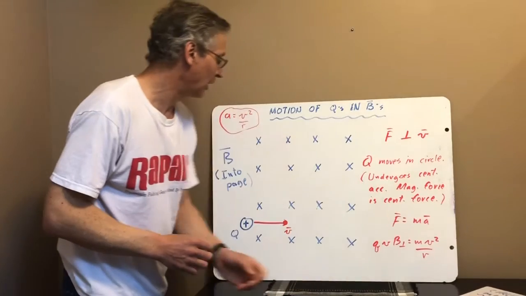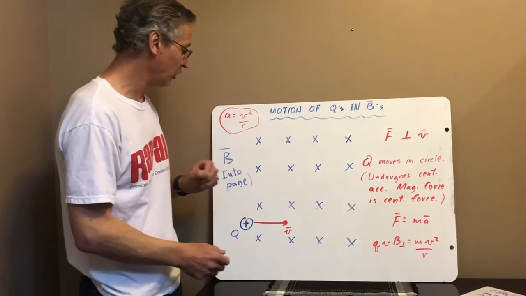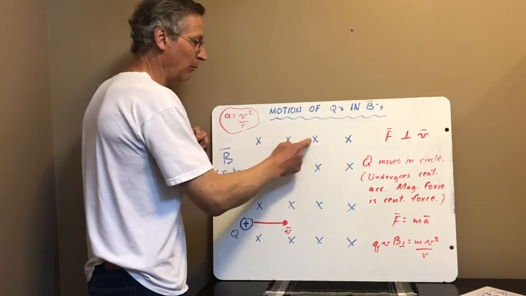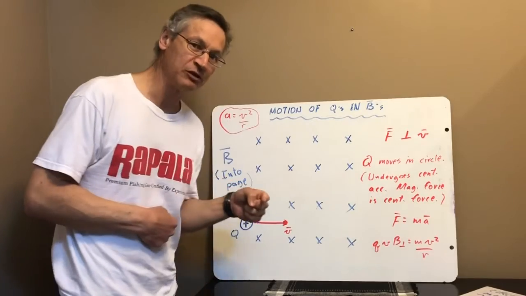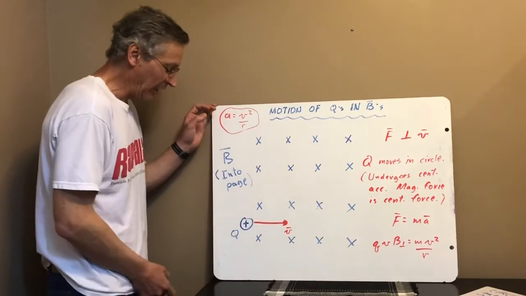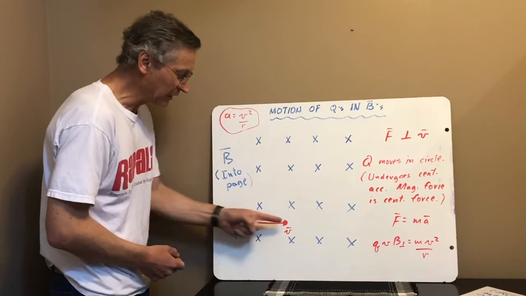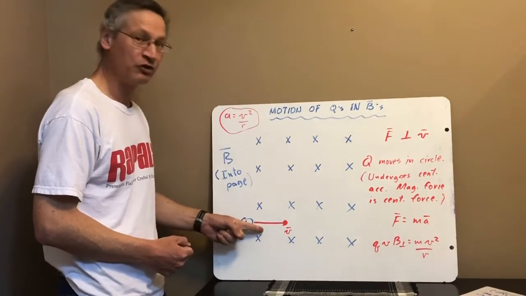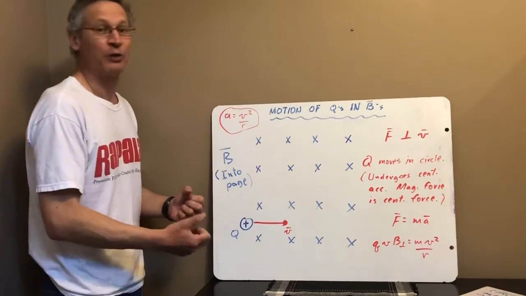Now, back to our charges moving in magnetic fields. Here's a scenario. We have a magnetic field that's into the page, and it's denoted by all these X's. Remember, X's mean something is going into the page, O's mean something is going out of the page. This magnetic field covers quite a large region. Here we have a positive charge Q, and it enters the magnetic field with some velocity V. What's the force on this charge? It's a moving charge inside a magnetic field, so it's going to feel a force. What's the direction of the force on it?